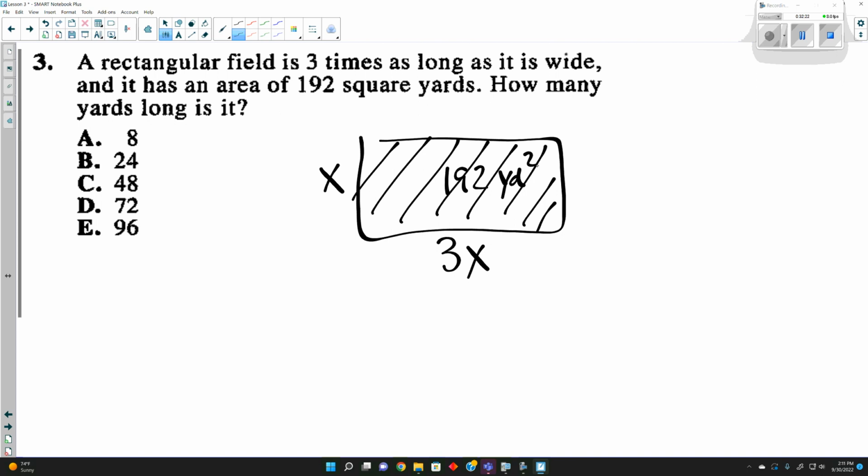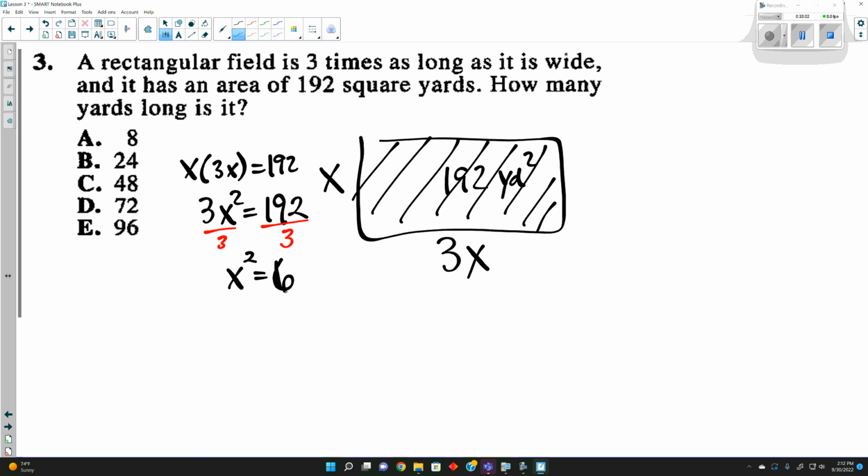How do we find area for a rectangle? It is what times what? Length times width, yes? So we're saying x times 3x is 192. So x times 3x is 3x squared equals 192, yes? So we can use the square root method, but we've got to do one thing first. Divide by 3. So it tells us x squared equals 64.